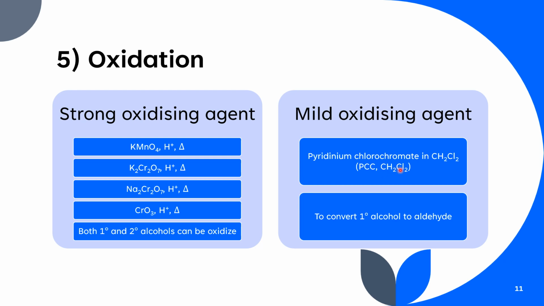And for mild oxidizing agent, it is pyridinium chlorochromate in CH2Cl2 ataupun nama singkatannya adalah PCC in dichloromethane. So apa kegunaan PCC ni? Kegunaan utama dia adalah to convert primary alcohol to aldehyde. So ini awak kena ingat, okay, important function untuk PCC iaitu to convert primary alcohol to aldehyde.